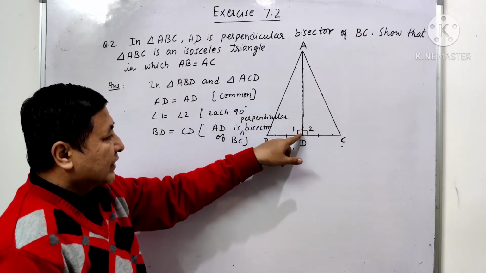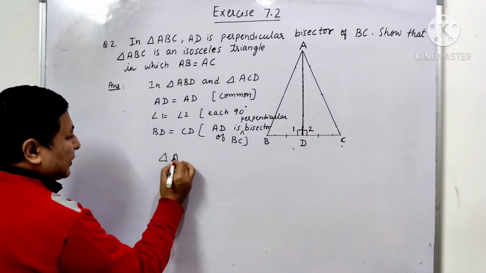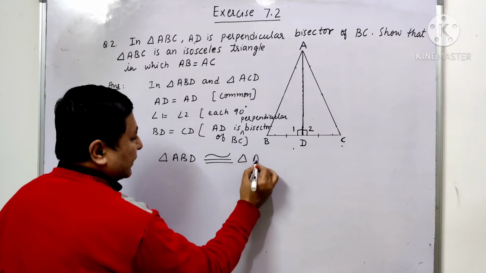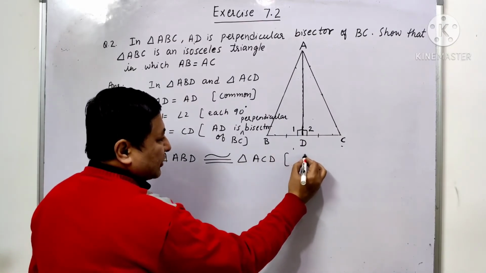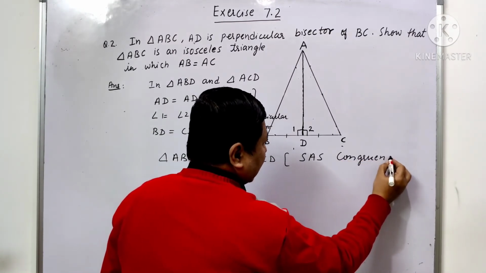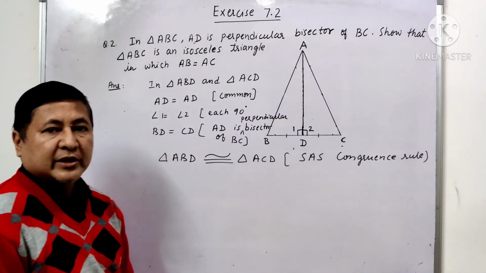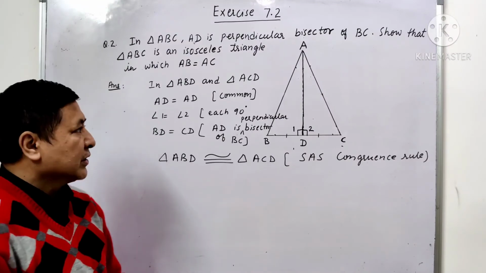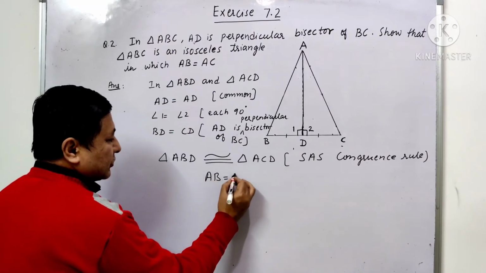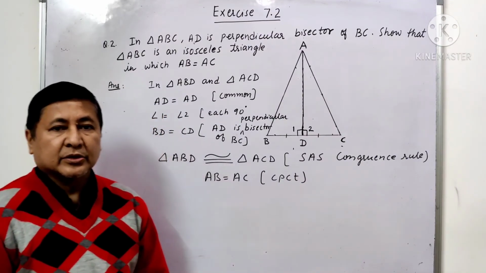One side, then angle, and then side. So the two triangles, triangle ABD is congruent to triangle ACD by the rule that is known as the SAS congruence rule, that is side, angle, side. Now we know that when two triangles are congruent, their corresponding parts are also equal. So AB and AC are the corresponding parts, that means corresponding sides. So AB will be equal to AC, and the reason is corresponding parts of congruent triangles are equal.